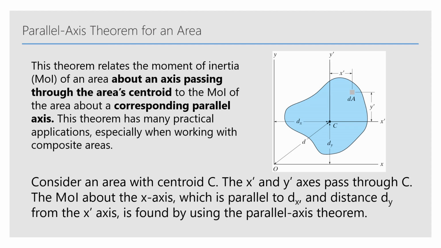So we can consider an area with a centroid C that has x', y' axes. You see here on the top right what we're referring to, that passes through C. The moment of inertia about the x-axis, which is parallel to the x' axis at a distance dy, is found by using the parallel axis theorem.